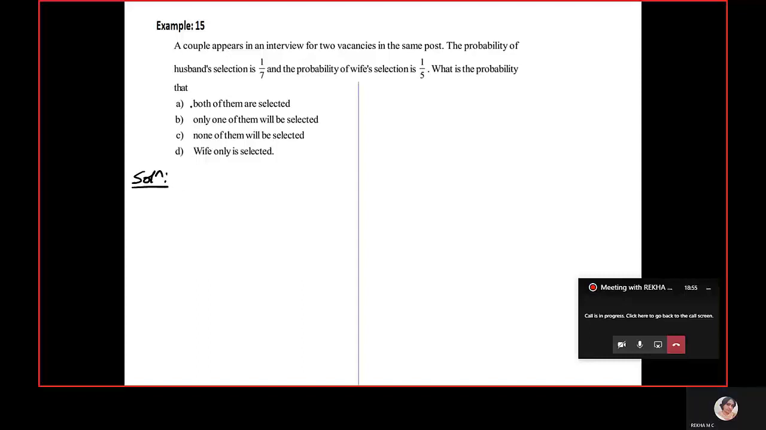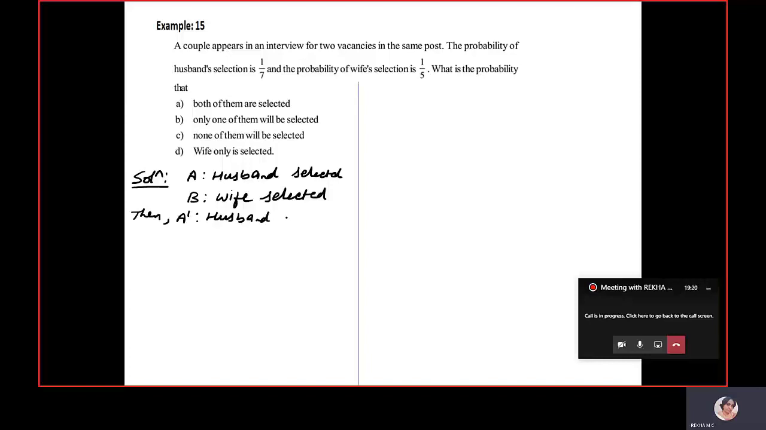Solution. A is husband selected and B, I'll consider it as wife selected. Then A dash, that is A complement, husband not selected, and B dash, that is B complement, wife not selected.